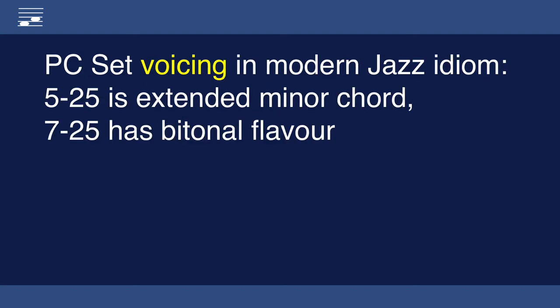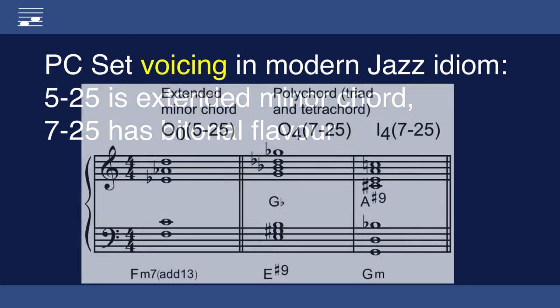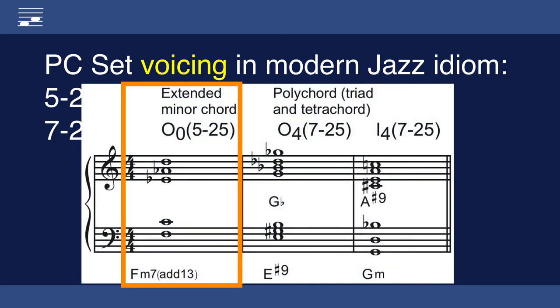In order to create a jazz-style music cue, I will apply specific voicings using the set characteristics. Pitch class set 525 may be considered an extended minor chord. The complement set 725 may be written as a polychord with bitonal flavor. And here is such a voicing option. On the left is the 5-part original set, a minor 7th chord with added chordal function 6 or 13.